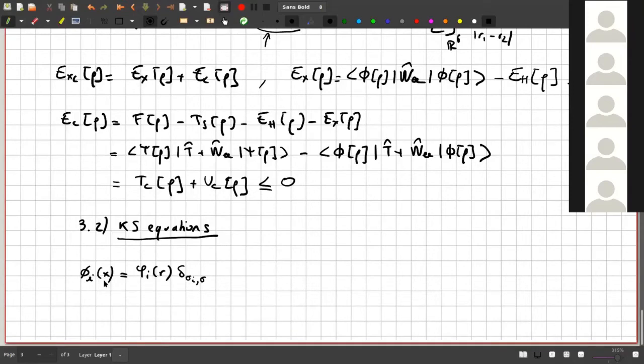Okay, so sigma i is the spin associated to the spin orbital, and sigma is the spin associated to the electrons, if you want, to x.